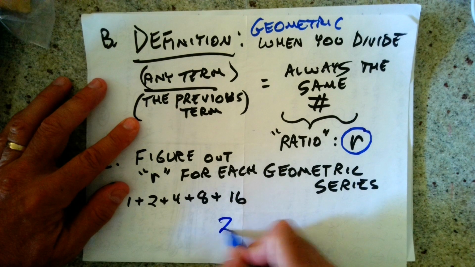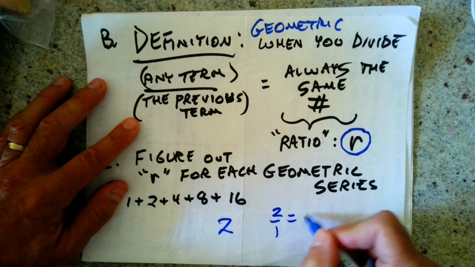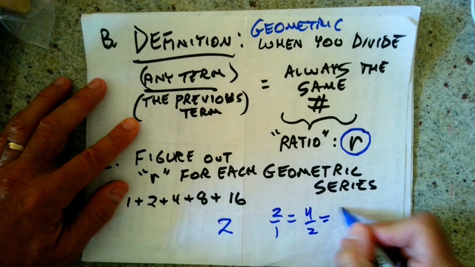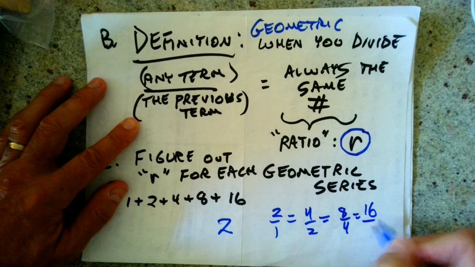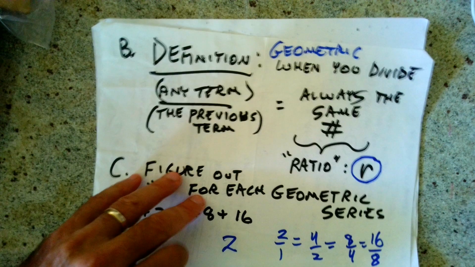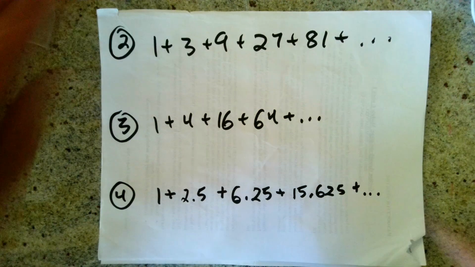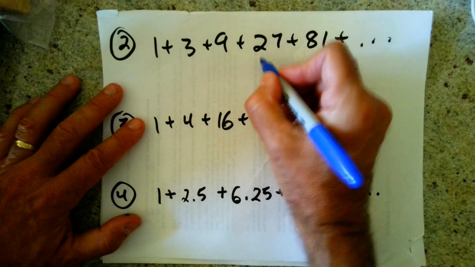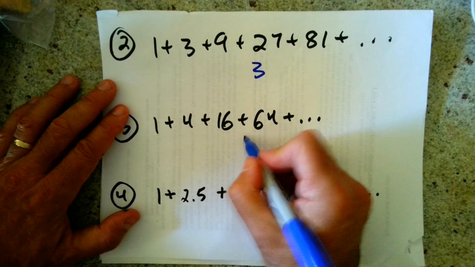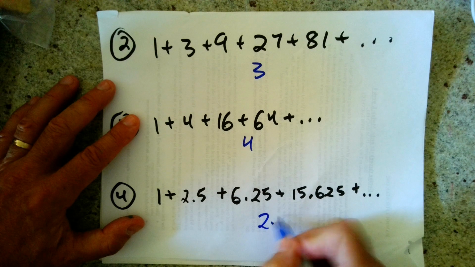For this one, it's 2, because 2 over 1, 4 over 2, 8 over 4, and 16 over 8 all equal that ratio of 2. Okay? Again, pause the video, try these on your own, and I'm just going to write what they are. This one's 3, this one's 4, and this one's 2.5.